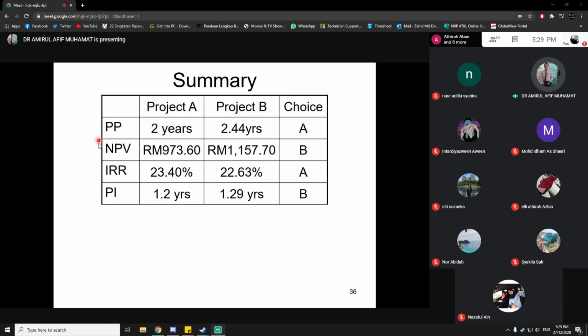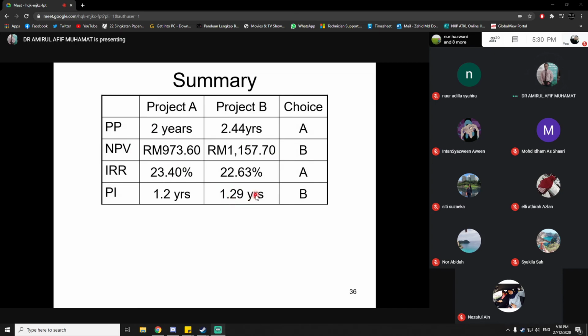For net present value, the answer is project B because it gives you the higher profit. For internal rate of return, you will choose project A because it gives you higher percentage of return, 23.4%. For profitability index, PI, you will suggest choose project B, because project B gives you higher ratio, 1.29.